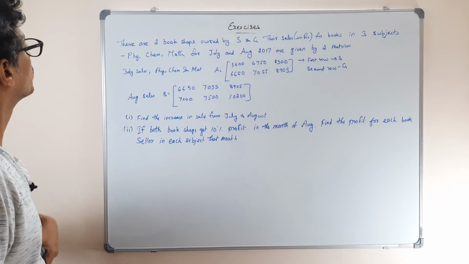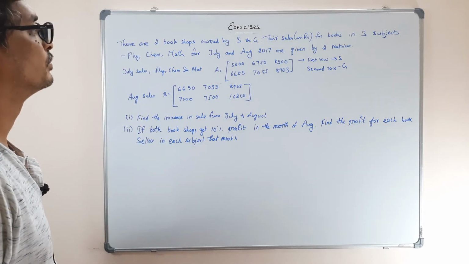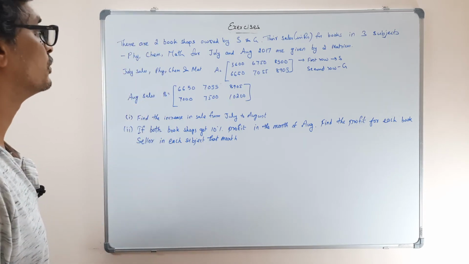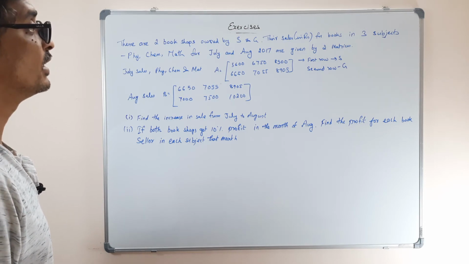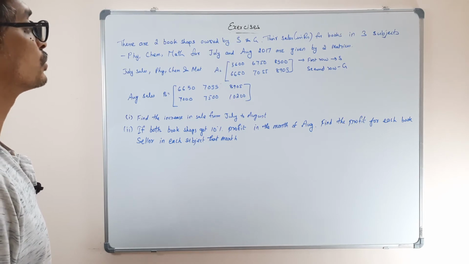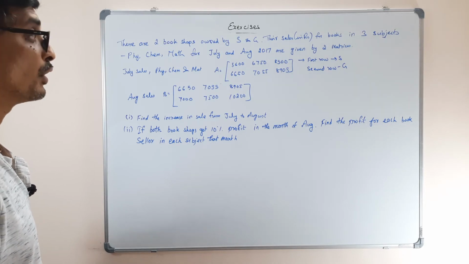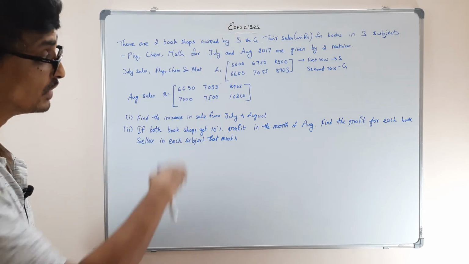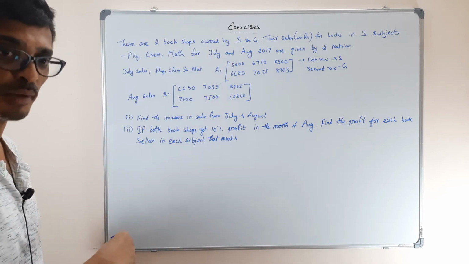Let us do this problem. There are 2 bookshops owned by S and G. In your book it is written Suresh and Ganesh, so I made it short as S and G. Their sales in rupees for books in 3 subjects, physics, chemistry and maths, for July and August 2017 are given by 2 matrices. You remember, in the first introduction of matrices, I said any coordinate point we can write as a matrix, right? So this is one example of how they can write your book sales also in the form of a matrix.